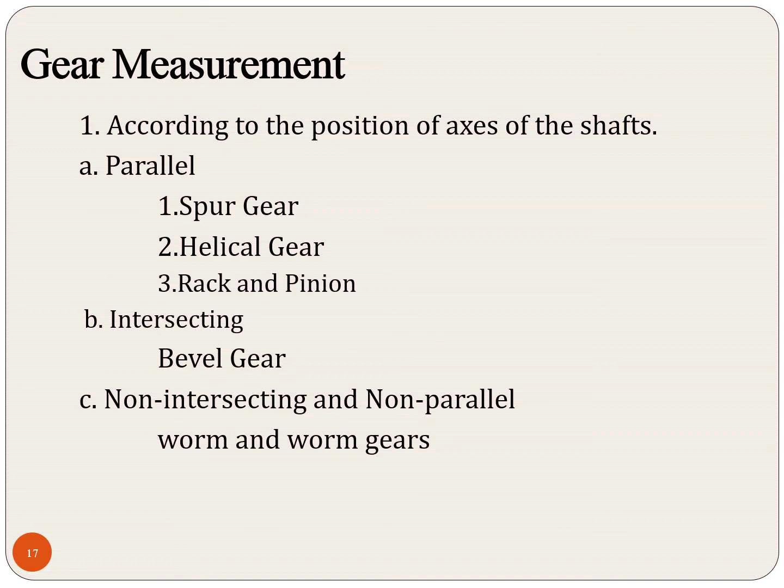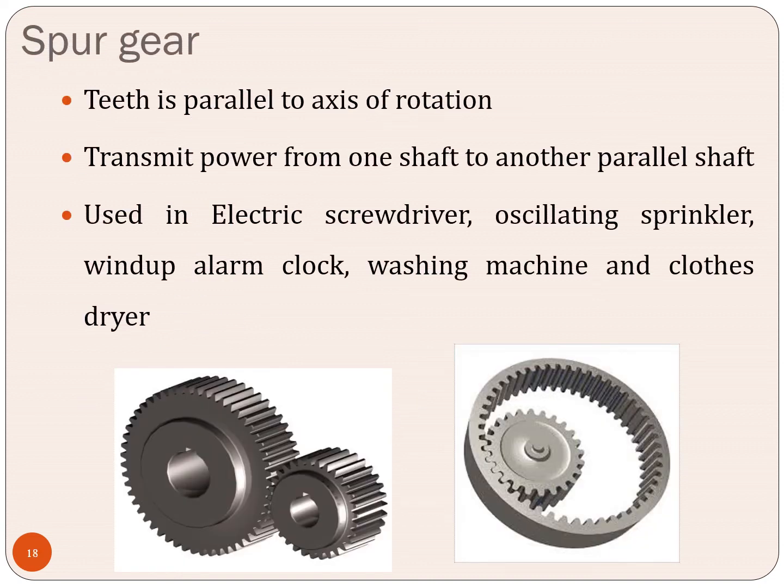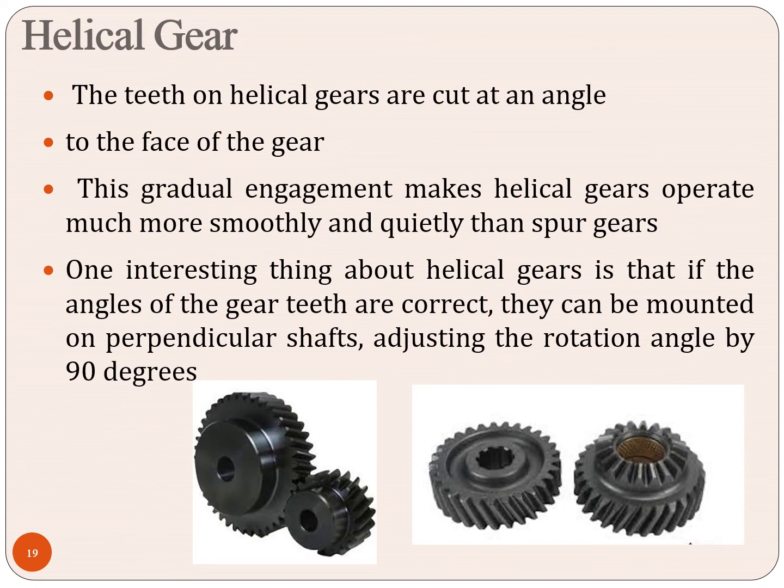A spur gear, helical gear, rack gear. These are the known things. Here it is a spur gear. If the teeth are parallel to the axis of rotation, it is called a spur gear. If the teeth are inclined to the axis of rotation, it is called a helical gear. The gears are used to transmit power from one shaft to another parallel shaft. If you want to transfer the power to a perpendicular shaft, we will be using bevel gears. Mostly the gears are used in electric screwdriver, oscillating sprinkler, wind alarm clock, washing machine, and other domestic usages.